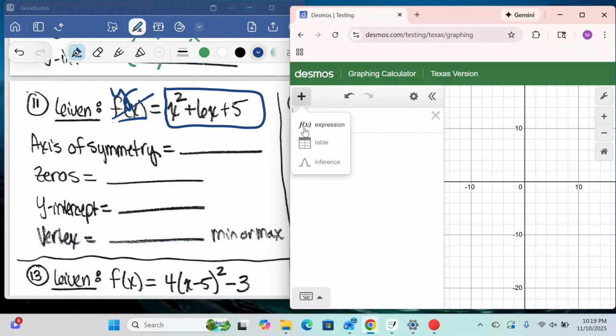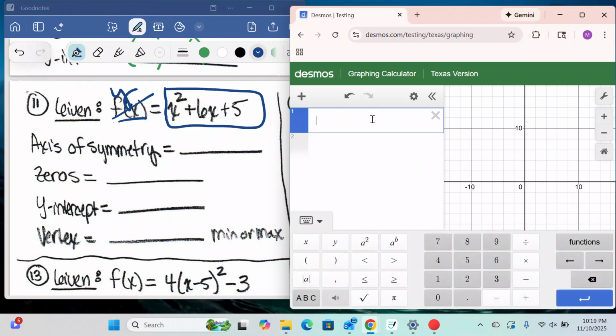I don't want to use this one. I just want to input it. I can either put y equals x squared plus 6x plus 5, or I can just put the equation straightforward, x squared plus 6x plus 5. So the first question, what is the vertex?